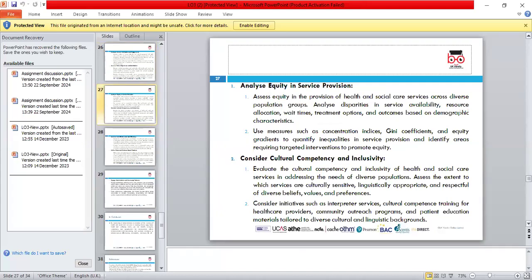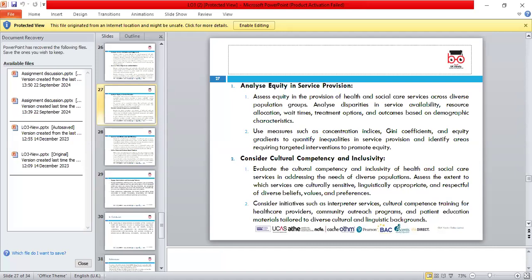And then equity in service provision. You mentioned that if there's any division of any service, it should be equitable. Same allocation, same times, treatment options should be the same for all. You don't treat one differently than another. Everything that you do in delivery must be the same resource allocation, same treatment option, same outcome. Use measures like concentration indices, Gini coefficients, and equity gradients to quantify inequalities in service provision. So these are tools that you can use to quantify that.